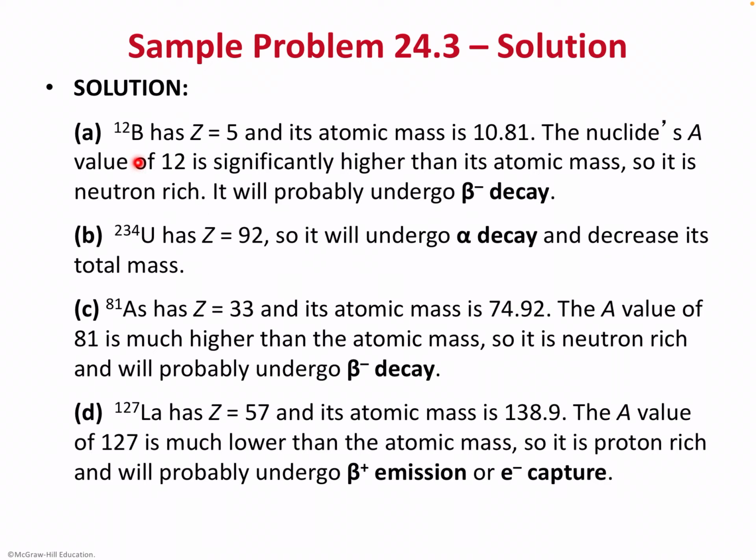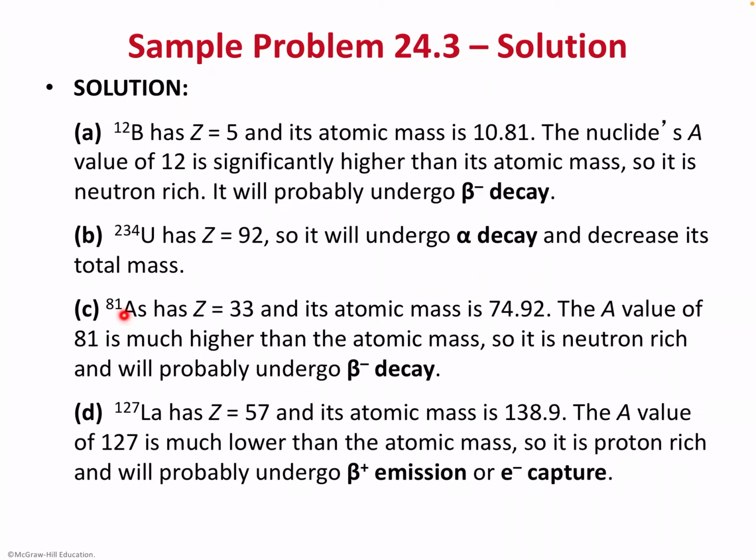Now let's put that concept here. Boron has 5 protons. Atomic mass, which you get from the periodic table, is 10.81. The nuclide's A value of 12 that was given to us is higher than its atomic mass. So it is neutron rich, and it will probably undergo beta decay. And then the second one, uranium-234, Z 92. Since it is greater than 83, it will definitely undergo alpha decay.